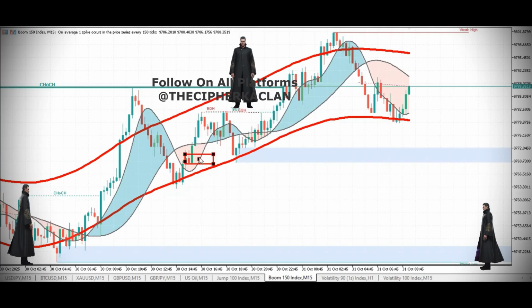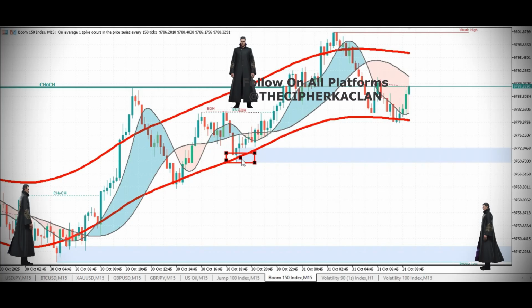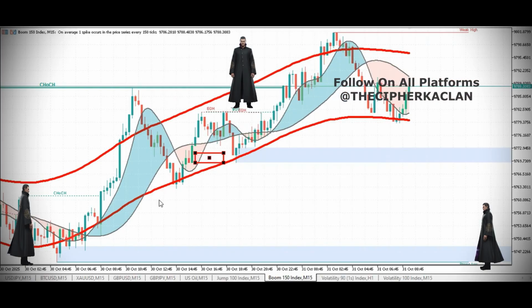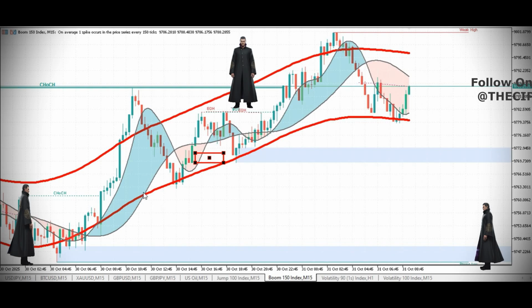It breaks through right here. It breaks through right here again, and then you would have taken your positions and ride this trend right up to here. That's a lot of money. So this jutsu is just so amazing. It is just so powerful.